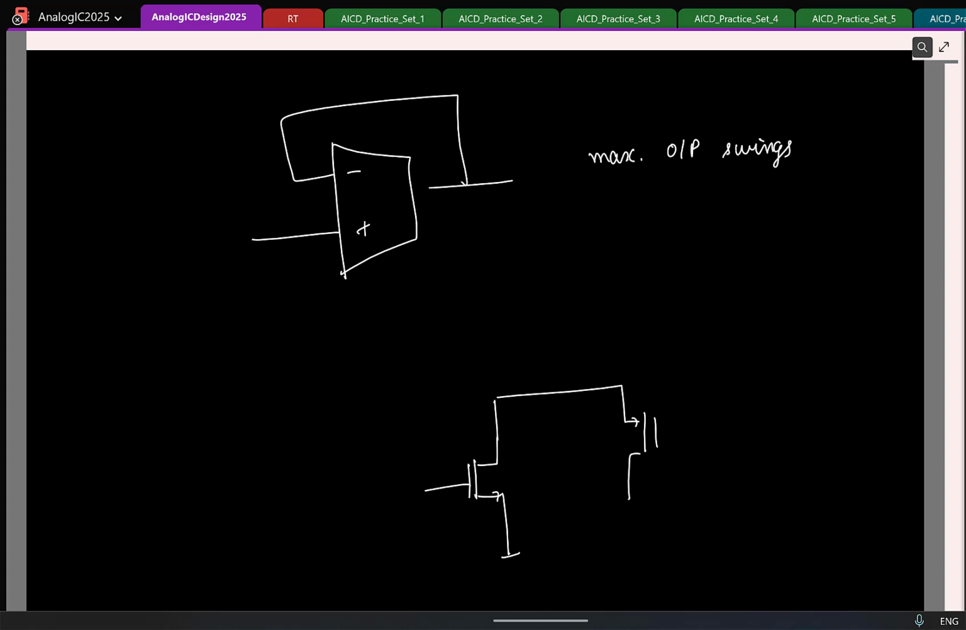So similarly, if the current source is a PMOS, current buffer should be, so which means I have an NMOS current buffer, so the current will be going here. Right? This is your output.